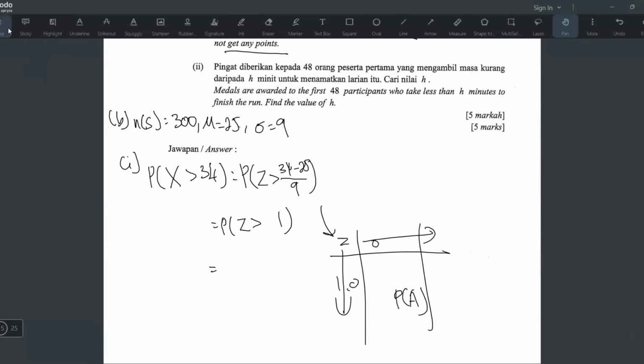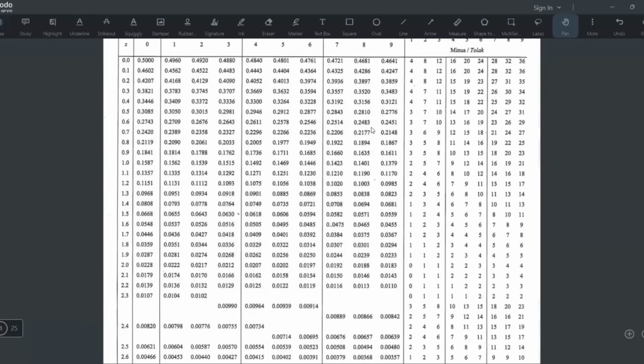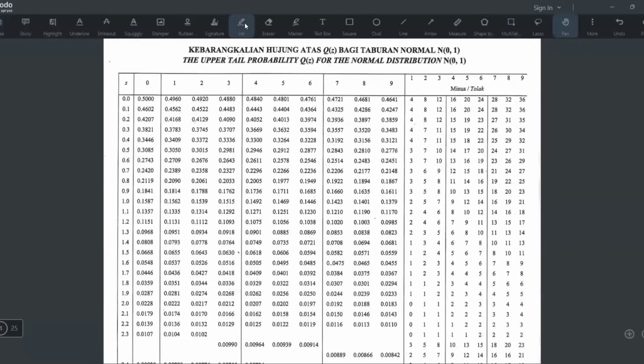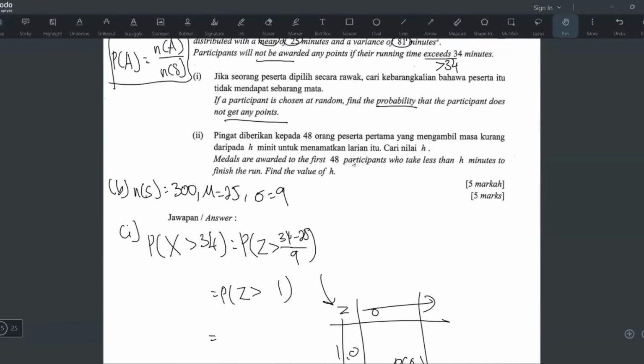Okay, I'm going to scroll up to the table now. Alright, you can get the answer very quickly. I see it already, 1.00. Here, this is the answer. 1.00, so the probability answer is 0.1587. Okay, you don't have to subtract anything because it doesn't have a 3rd decimal place. This is only when you have a 3rd decimal place, then you have to subtract. So 0.1587 is your answer.